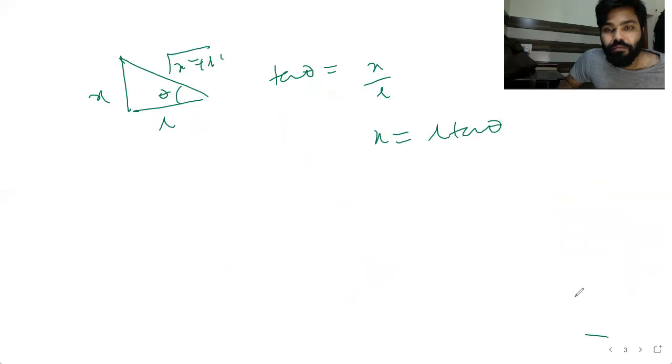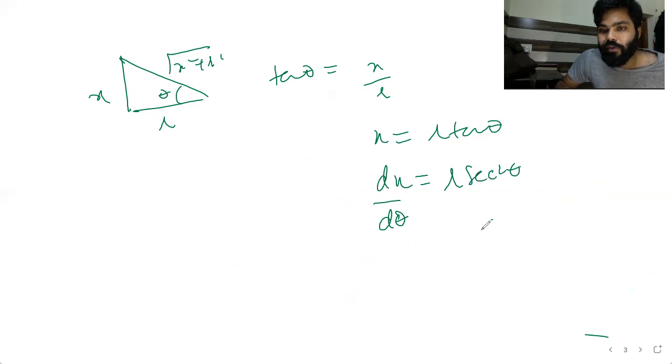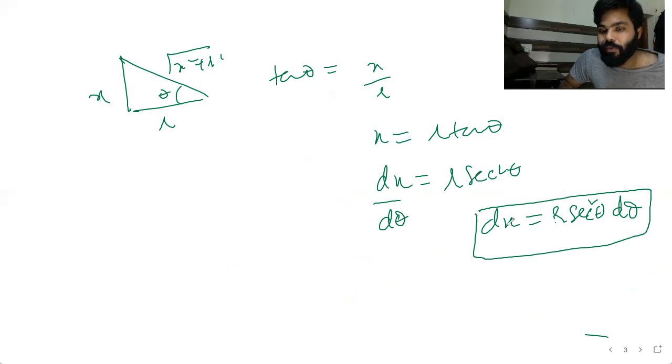Okay, so I will put x as r tan theta, and dx, I will differentiate with respect to theta, then I will get dx over d theta as r sec squared theta, so the value of dx is r sec squared theta into d theta. Okay, this is the value of dx, and this is the value of x.